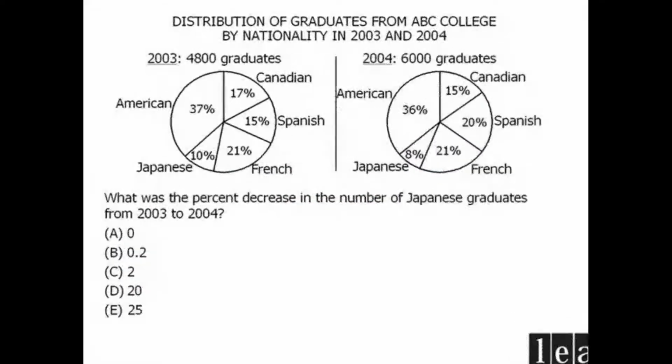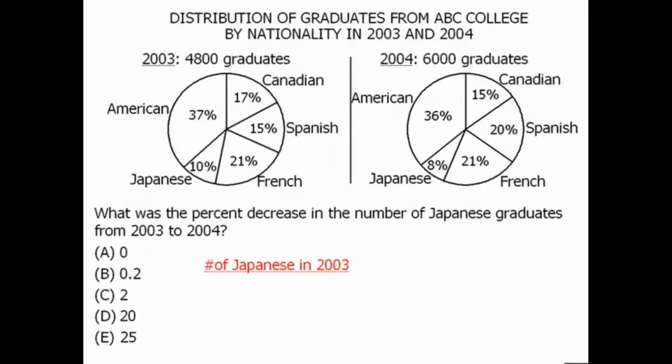All right, let's begin by calculating the number of Japanese graduates in 2003. According to our chart, there were 4,800 graduates in 2003, and 10% of them were Japanese. So the total number of Japanese in 2003 will be 10% of 4,800, which equals 480.